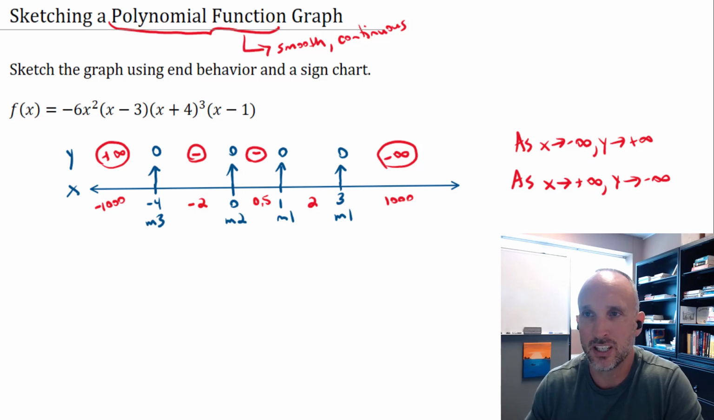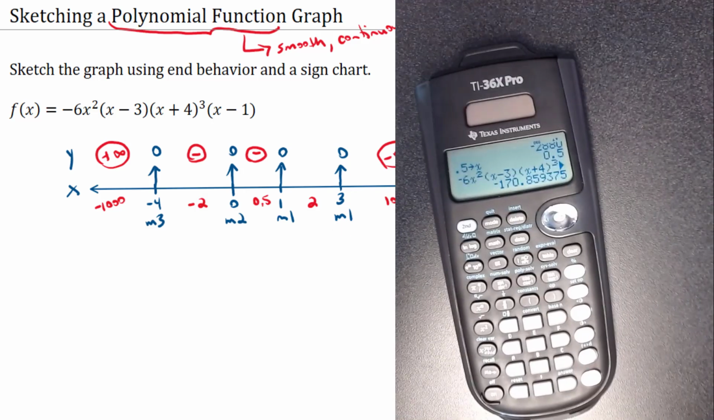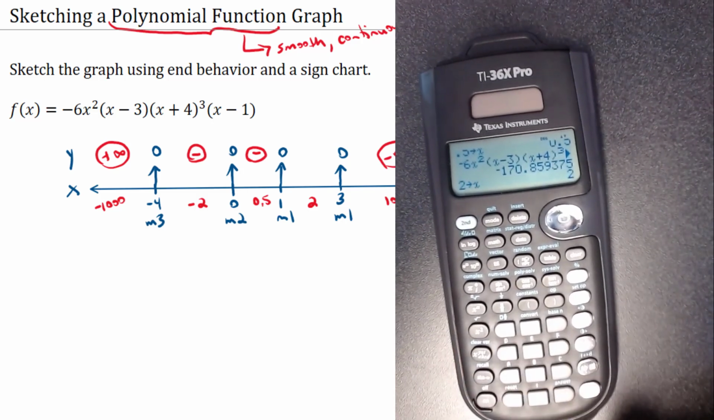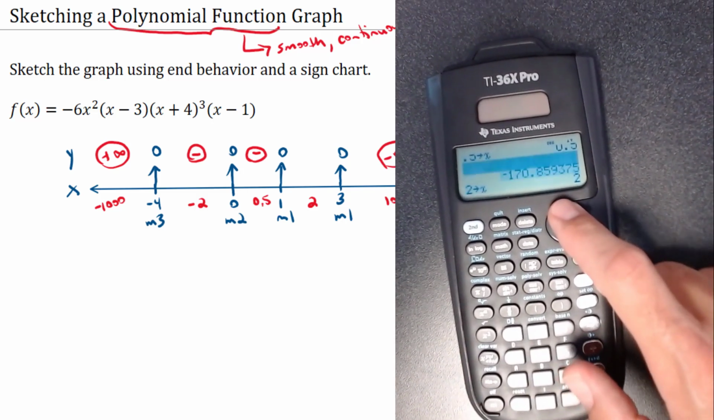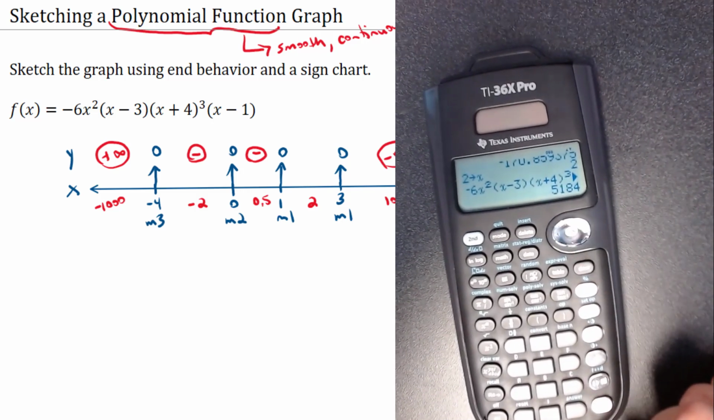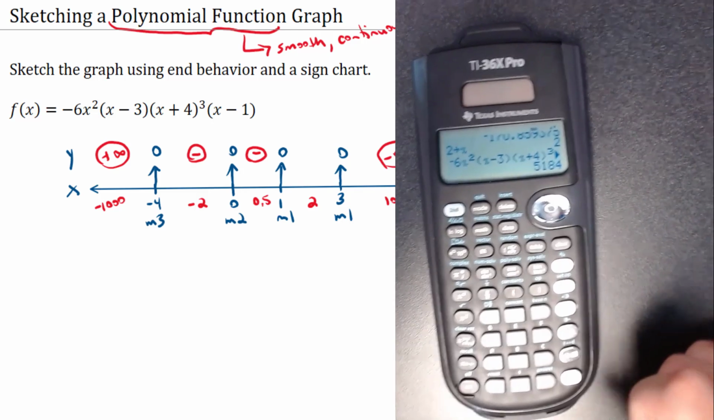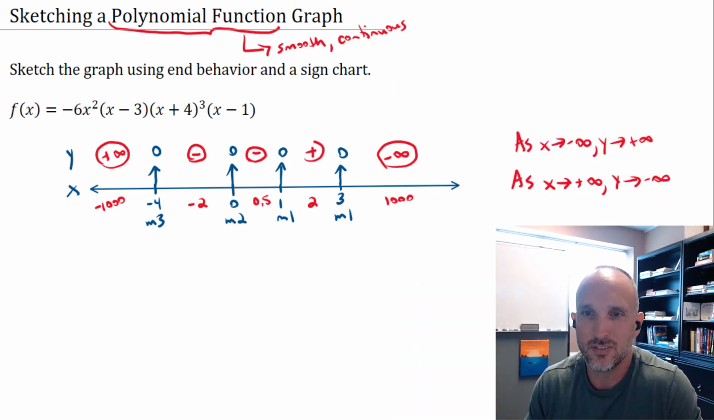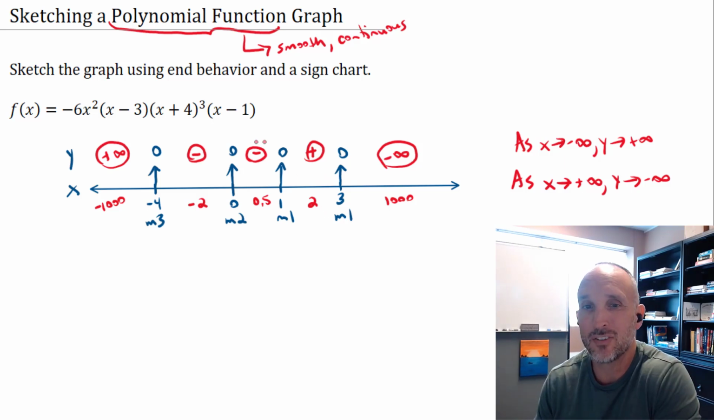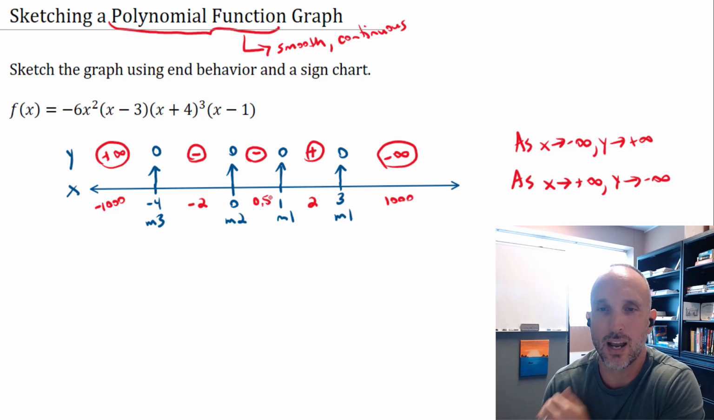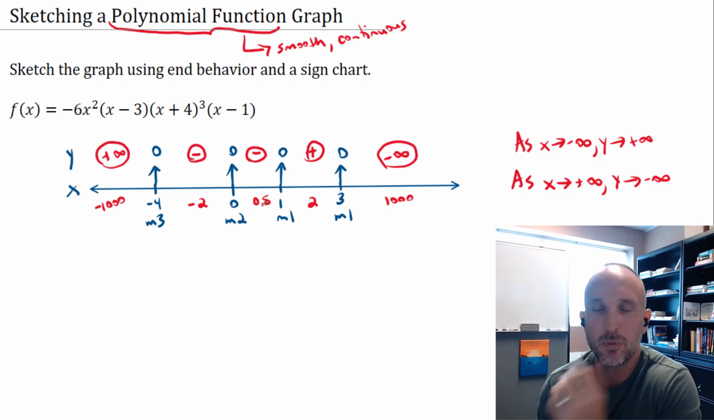Finally, let's plug in 2. Okay, so 2, store x, enter, go reselect our function and calculate the output, which is 5,184. So when x is 2, we get a positive output. And now we have a complete number line chart, okay? We'll talk about how to graph this momentarily, but let me talk about the shortcuts for doing this.